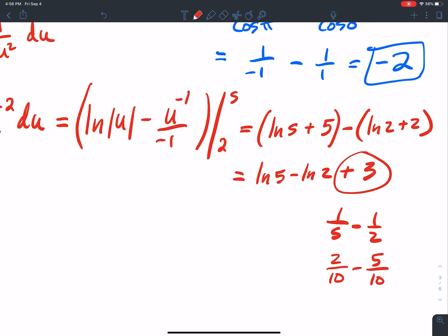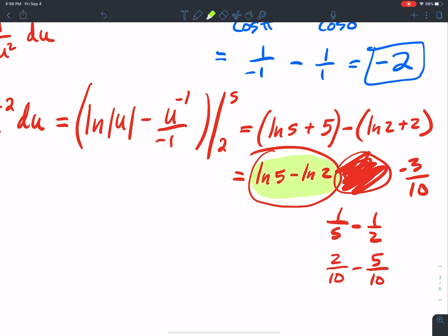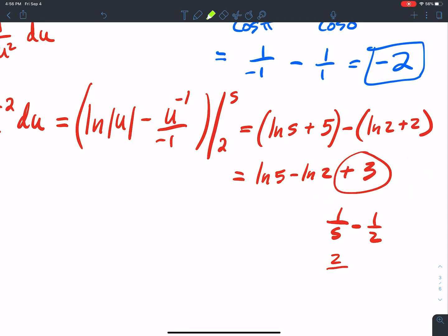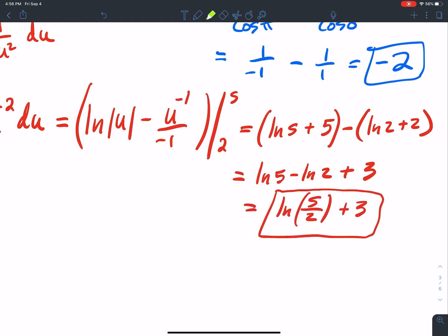So that should say -3 over 10 there, okay? So I have this right here, which it will actually simplify. Log properties, when I subtract logs, I divide the arguments. So that was -3 over 10. I'll have to remember that. And so the final answer is -3 over 10 here, okay?